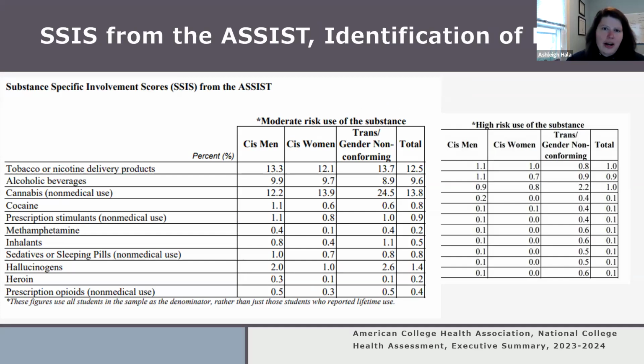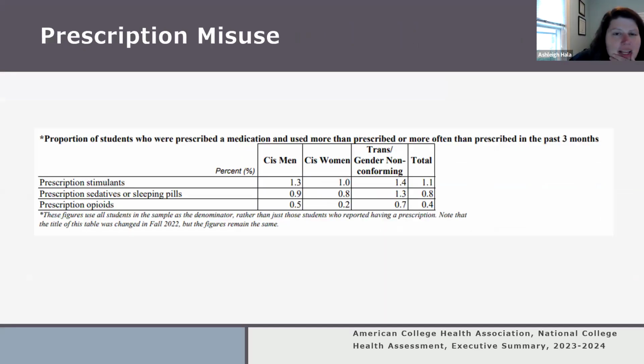Now, when we think about identification of risk, this uses the ASSIST. And what the ASSIST does is it asks a series of questions and it puts you in potentially a moderate risk of use or a high risk of use. And so what you'll see here is actually that nicotine and cannabis are some of the higher risk in the moderate and slightly in the high risk areas as well, based on this particular assessment, which I don't think is all that surprising. I know that the landscape around cannabis is changing pretty rapidly, and so I think that that's a data point we're going to have to pay attention to over time.